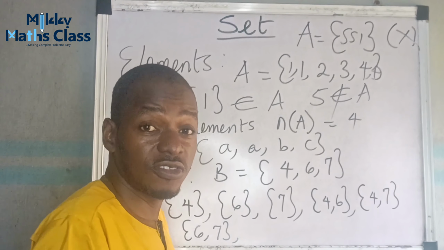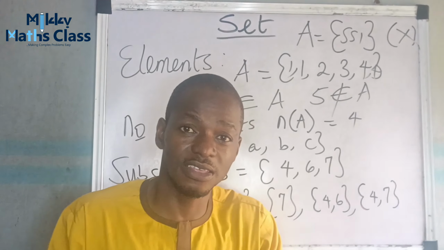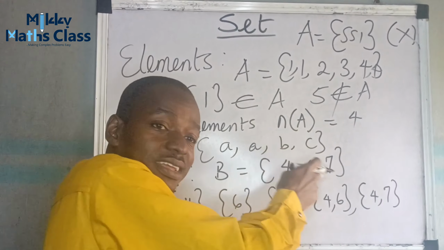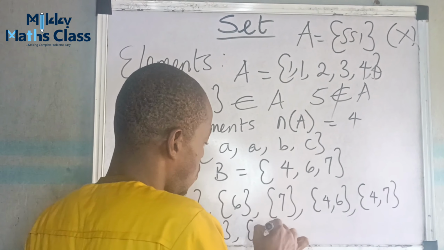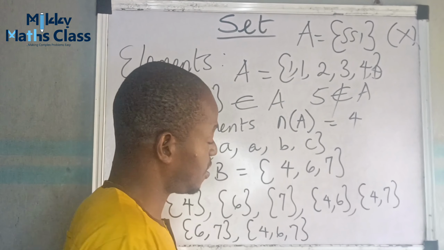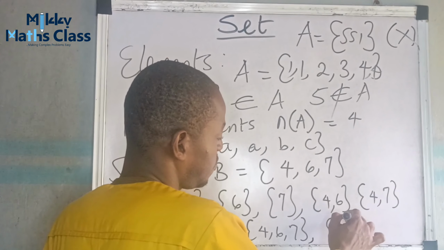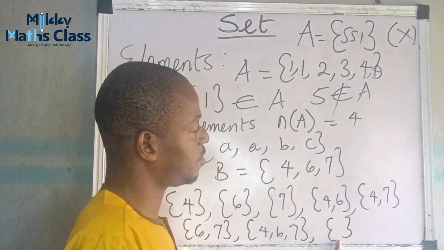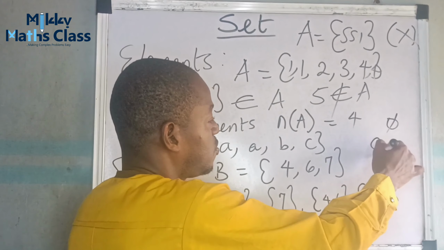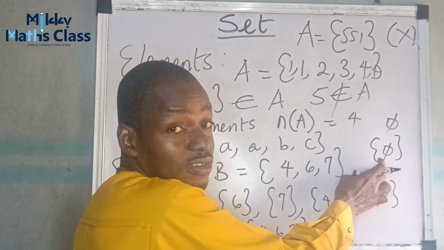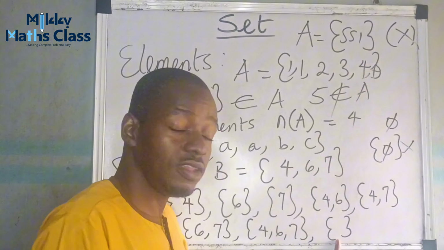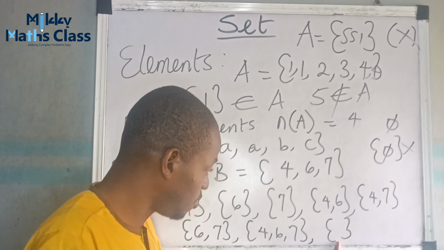Then, every set, take note, is a subset of itself. So I can bring out this 4, 6, 7 from this. And lastly, I can bring out the empty set. The empty set is denoted by a curly bracket with nothing inside, or you use phi. Take note, some students will make a mistake and put this. No, this is not an empty set. It's either you use phi or you use the curly bracket with nothing inside of it.